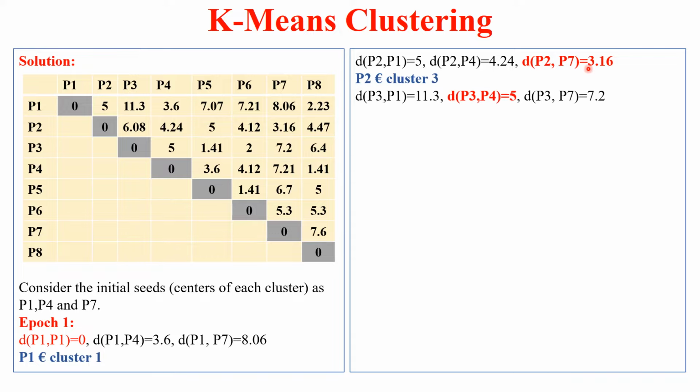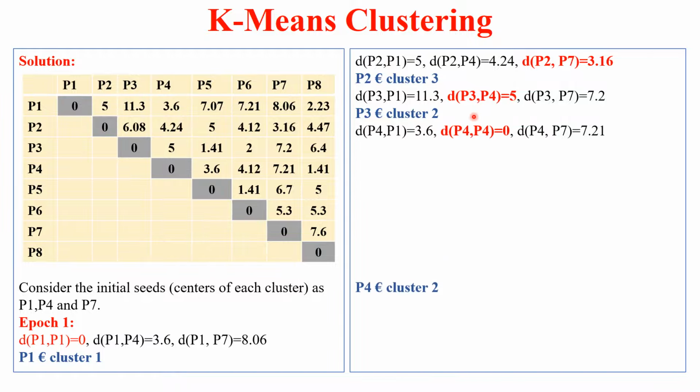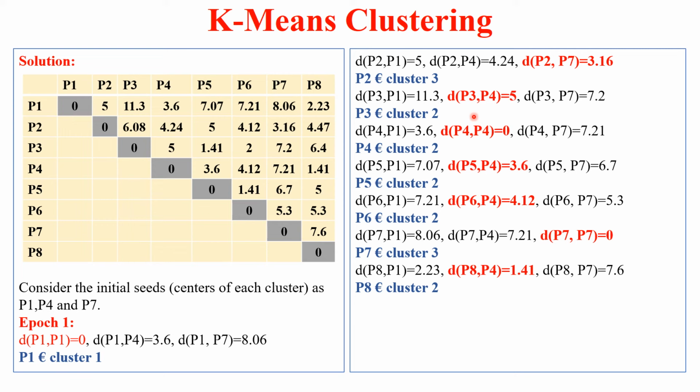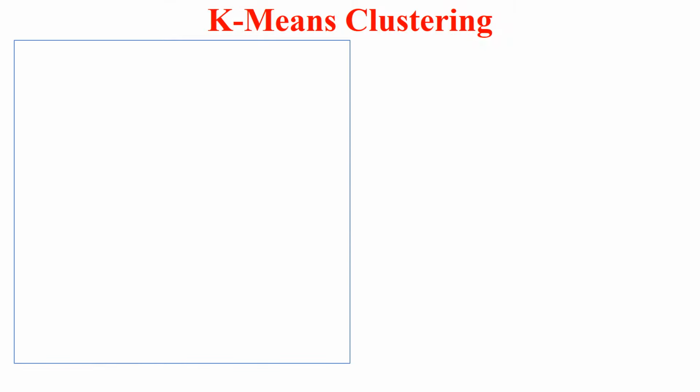Now checking for P3, P3 is closer to the center of the second cluster. So P3 belongs to cluster 2, P4 to cluster 2, P5 to cluster 2, P6 to cluster 2, P7 to cluster 3, P8 to cluster 2. Once epoch 1 is complete, we can see P1 belongs to cluster 1, P3, P4, P5, P6, P8 belong to cluster 2, P2 and P7 belong to cluster 3. At the end of epoch 1, this is the assignment of the points to the various clusters.